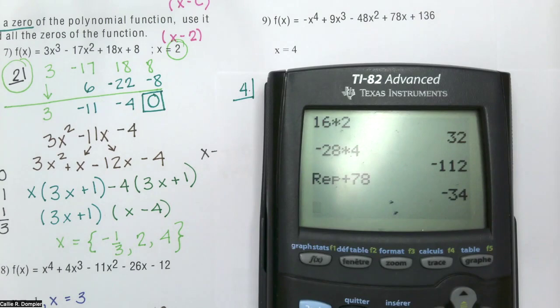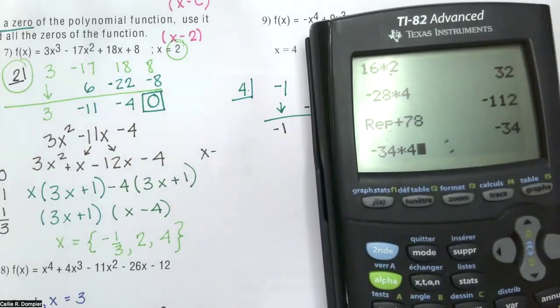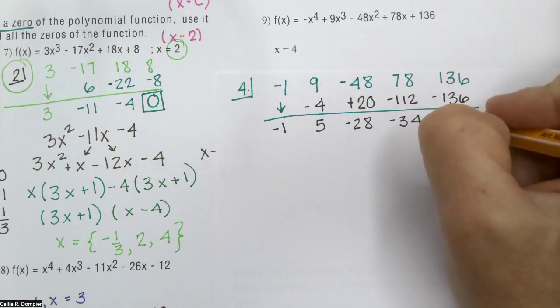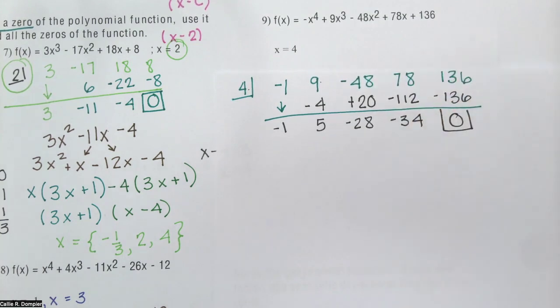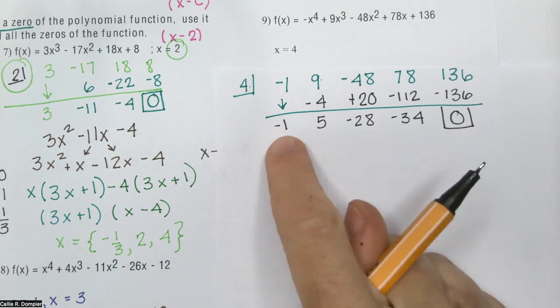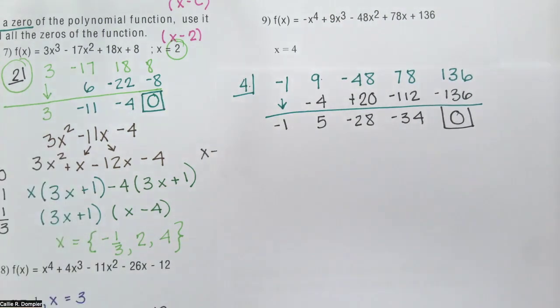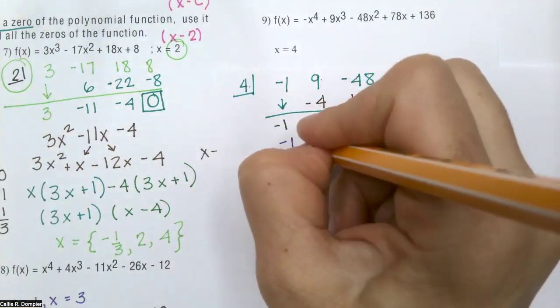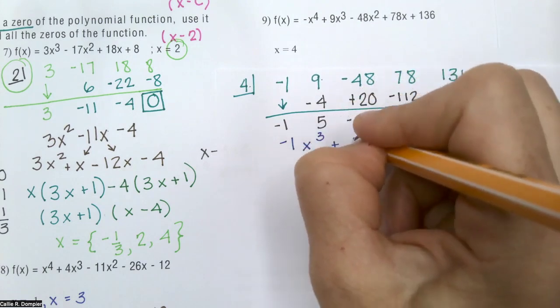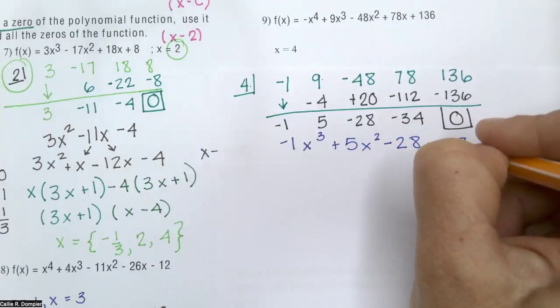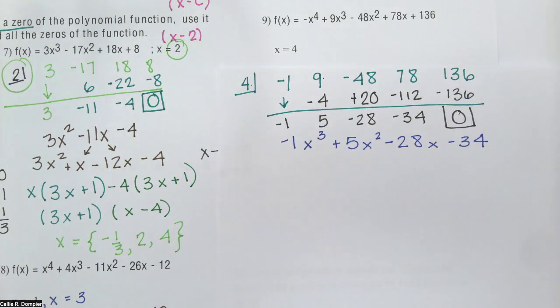-34 times 4. What do we want it to be equal to? We want it to be equal to -136. If it's equal to -136, that means it's a 0 as a remainder. So that was a 0 of the polynomial function, a solution of the polynomial function. Now we have -1x to the 3rd plus 5x squared minus 28x minus 34. Good. So we put that back into its polynomial form.